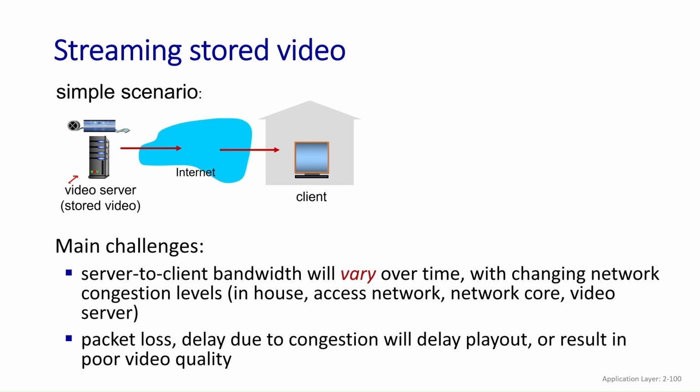Number one is that the bandwidth between the client and the server varies over time. It's not always the same, with changing network conditions such as congestion levels. This bandwidth varies because of the access network, because of the core network, because of the load on the video server, etc. This is challenge number one.